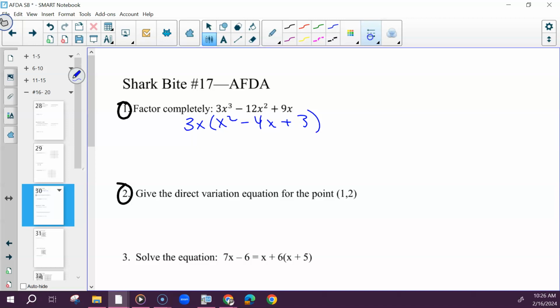If we were to find two numbers that multiply to be 3, this is just 1 and 3. Is there a way I could make this -4 if I added or subtracted? -1 and -3. So if I change that, then I have x minus 1 and x minus 3. So now this is factored completely. There was a GCF. We could also factor the trinomial.